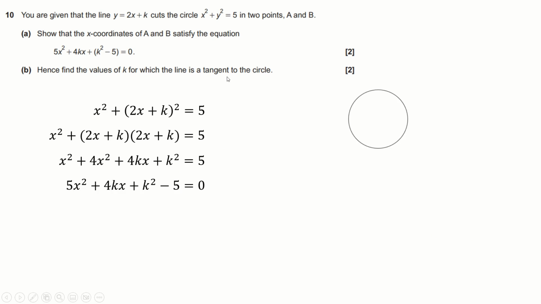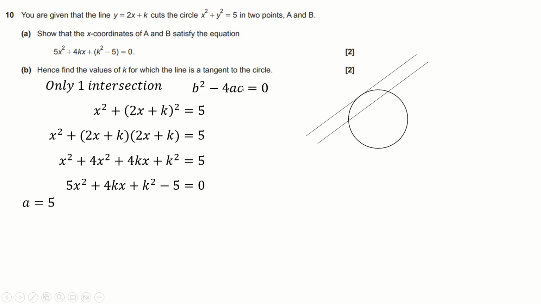So if it's a tangent, you've got a circle, which is this one, and a line which looks like this. If there are 2 solutions, that's not tangent. Tangent means 1 solution. But of course, if there's 1 solution, that means the discriminant is equal to 0. So we can just take this equation that they made us get in the first place and set the discriminant to be 0. So a is 5, b is 4k, c is all of this.